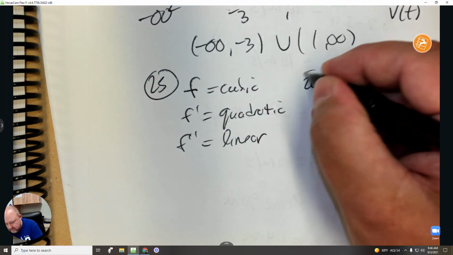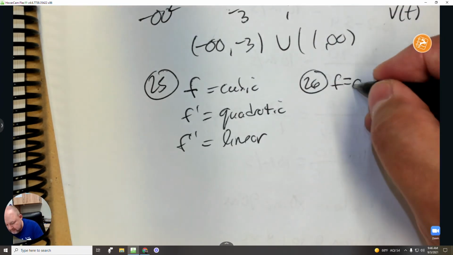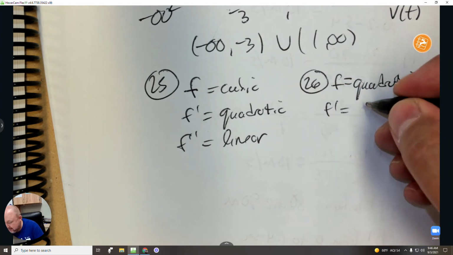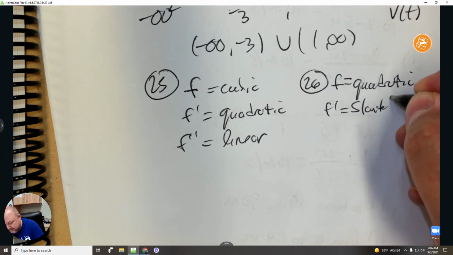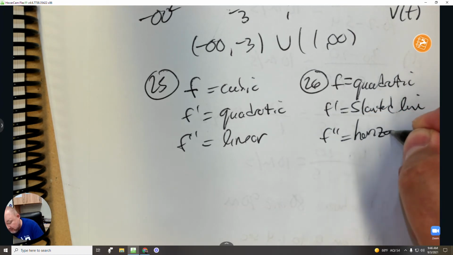For 26, same idea. The function is the one with the greatest degree. So in this one, it's going to be the quadratic, and then the derivative is going to be a slanted line, if you like. And then the derivative of a slanted line is a horizontal line.